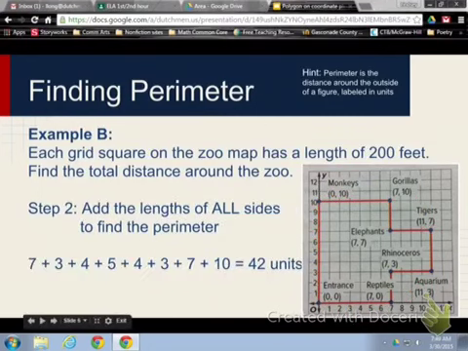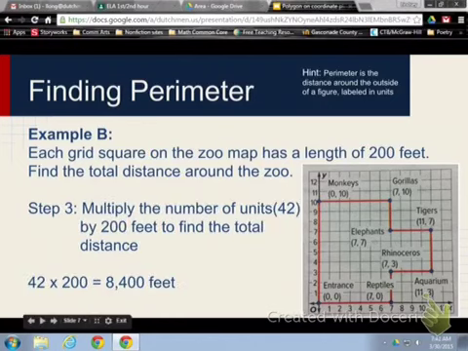Step 2 is we add all those lengths together. So once again, I've taken all of the sides that we counted up in the last slide, and I have 7 plus 3 plus 4 plus 4 plus 4 plus 3 plus 7 plus 10 to get a total of 42 units.